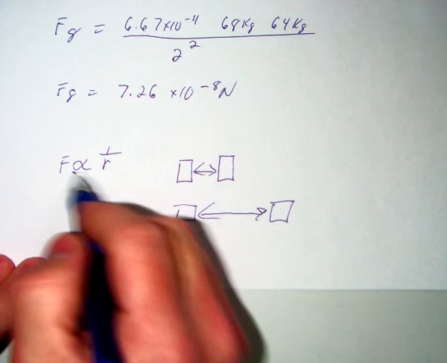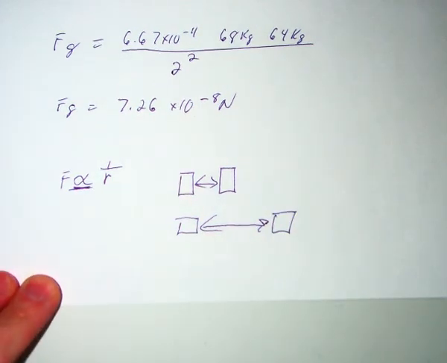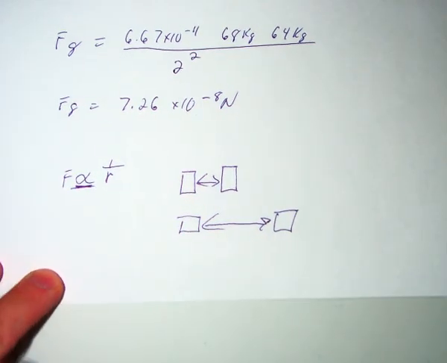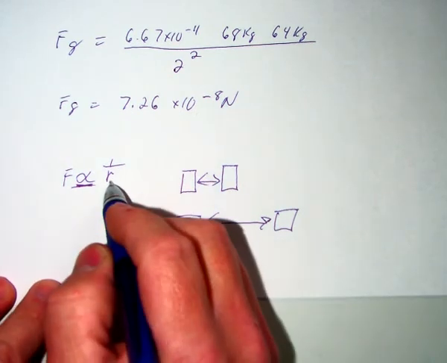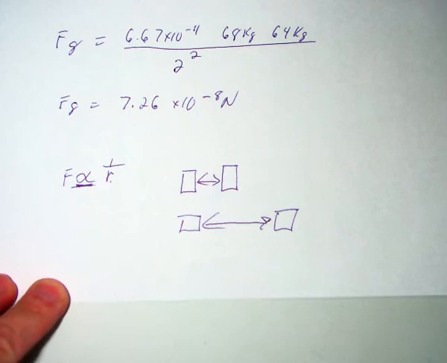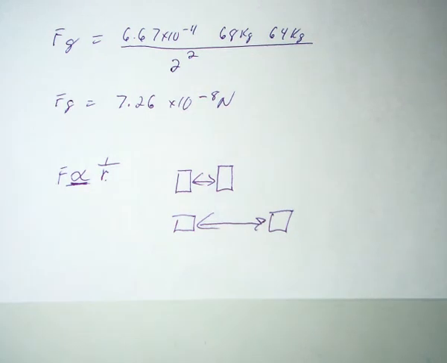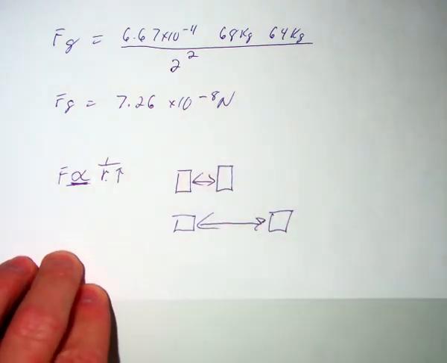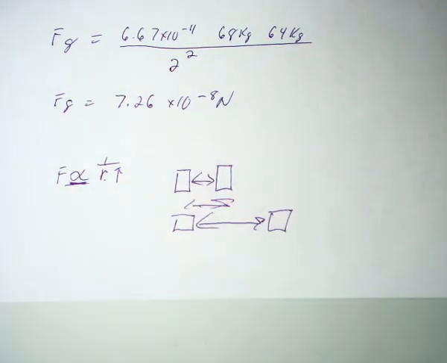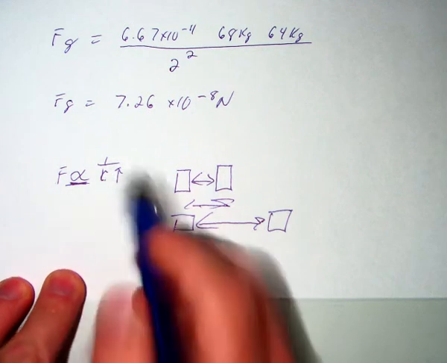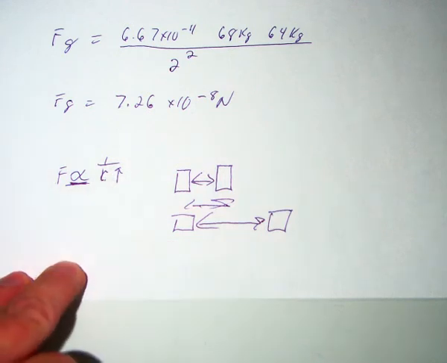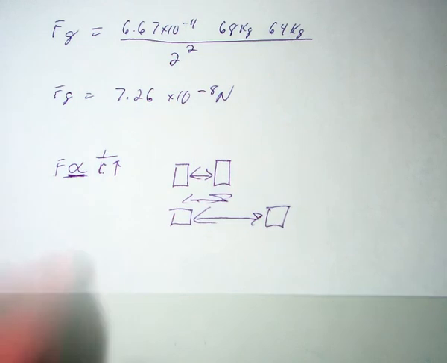Okay? This little sign right there means related to, proportionate. It doesn't mean equal. It means that if something happens to this R, then something else happens to the F. They are related to each other, but not equal to each other. All right? If R gets larger, if the distance gets larger, what happens to the force? It decreases. We know that to be true, and that's why R is this. They're inversely related.